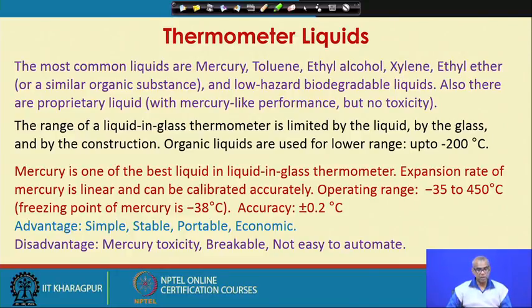The advantages of a mercury in glass thermometer are it is simple, stable, portable and economic. The disadvantages are mercury toxicity. It is easily breakable because it is made of glass, and also it is not easy to automate.